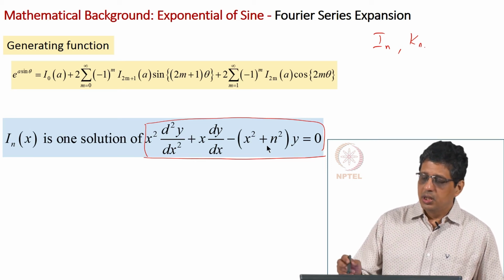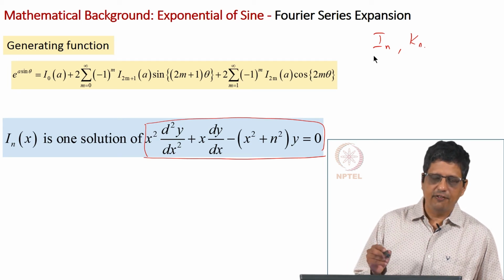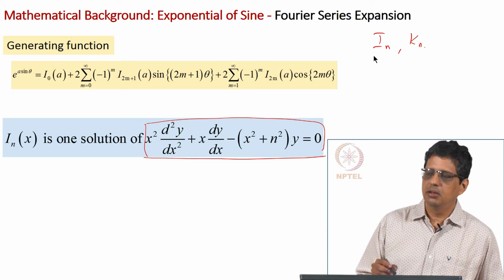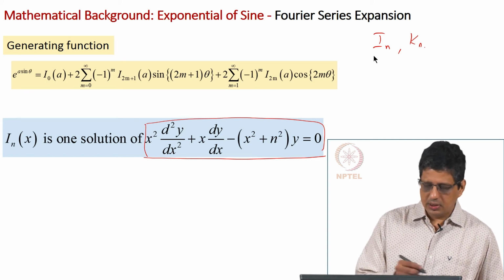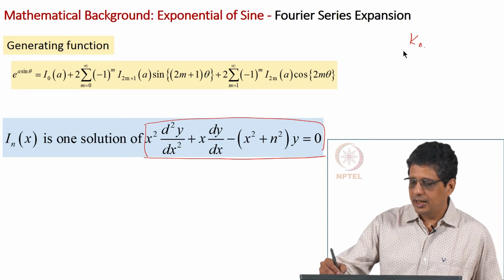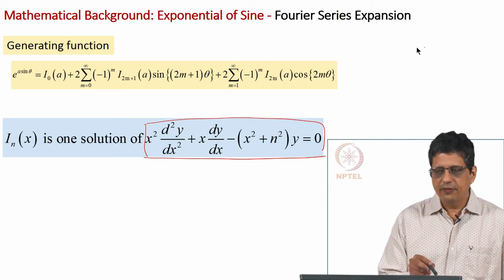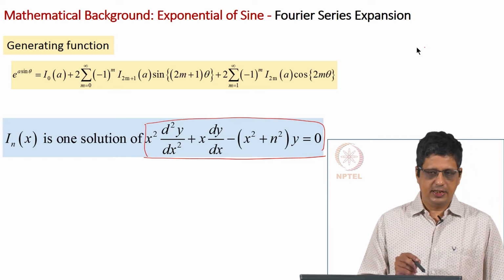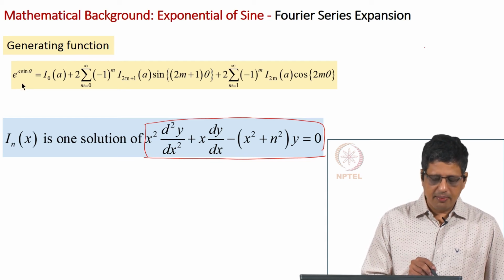Okay. There are two solutions: I is called the modified Bessel function of the first kind and K is called the modified Bessel function of the second kind, and we would use I and therefore, we will restrict ourselves to I. There is a type of function called a generating function. It is relevant for us, therefore, I am describing it here.